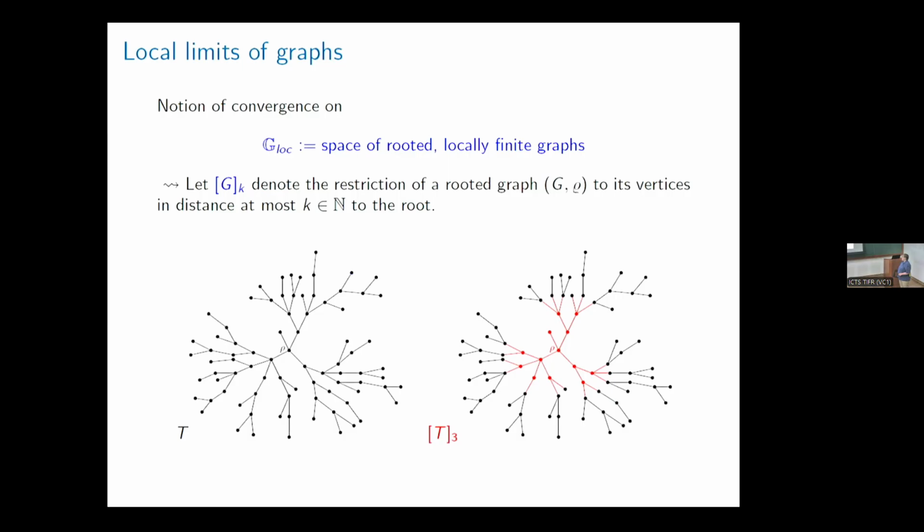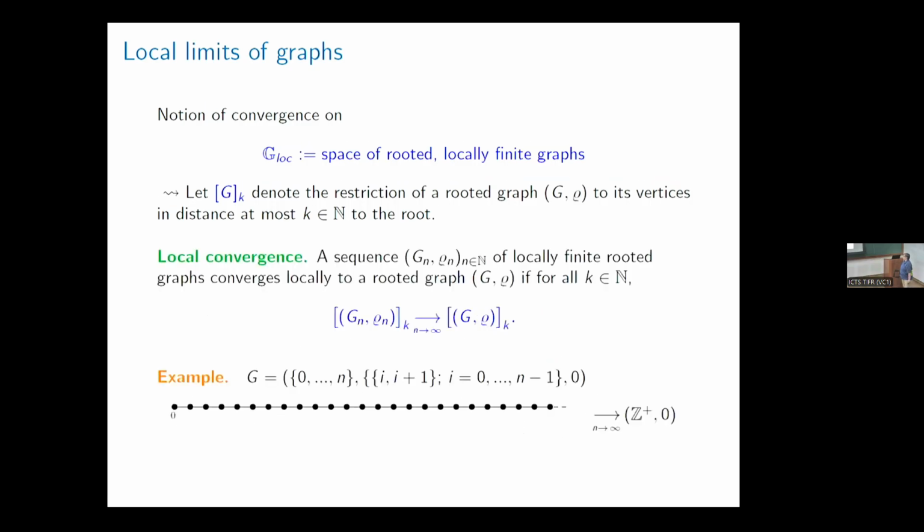That means you take your graph and you just restrict it to a ball of radius k, which means I take this notation that you restrict to all the vertices at distance at most k. And here you see one where you see in red all the vertices at distance less than 3, as far as I can see, 1, 2, 3, to the root. And the notion of convergence just says if I'm given a sequence of rooted locally finite graphs, then they converge to a limiting rooted locally finite graph if for all radii k these restrictions converge in a discrete sense.